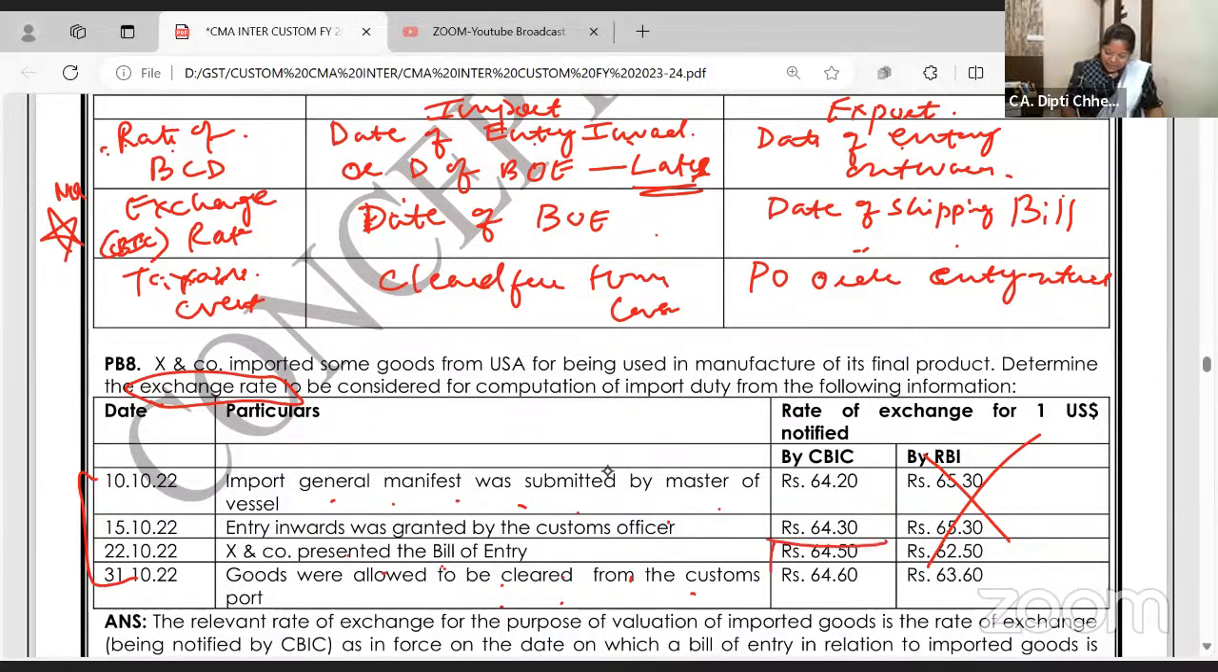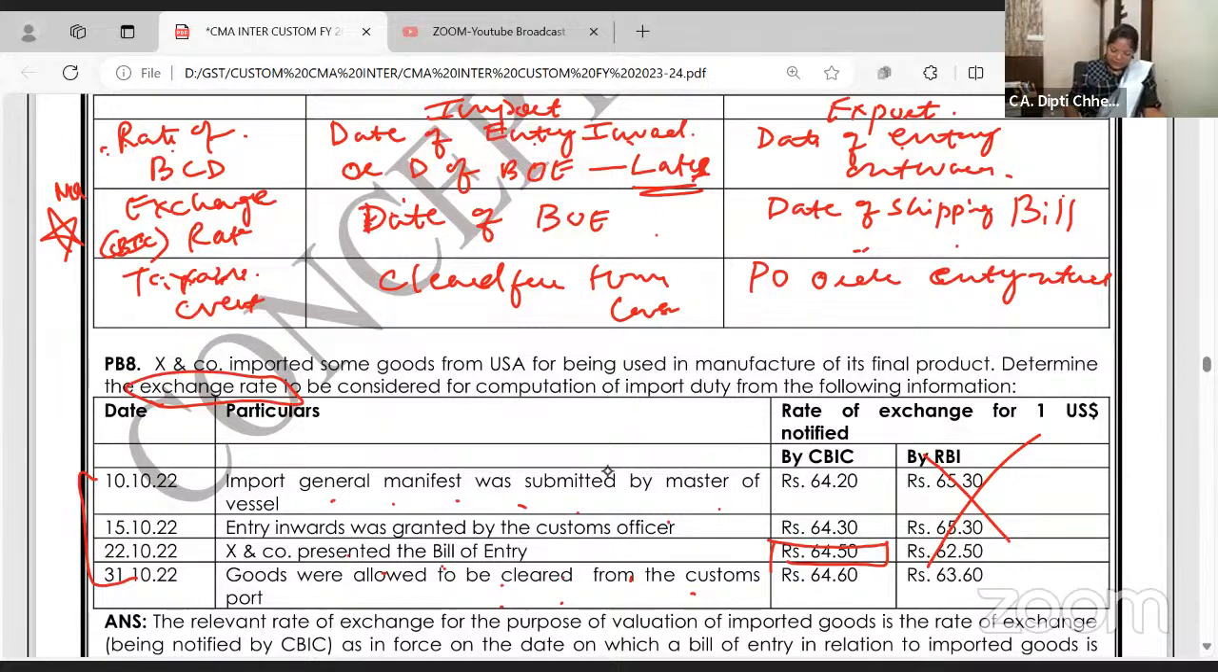Yes, very good. The correct rate is 64.5. Import of goods: rate of exchange given by CBIC, the date of presentation of the bill of entry. And what is it for export, beta? For import it is the bill of entry, what is it for export? Shipping bill, the day it is presented.